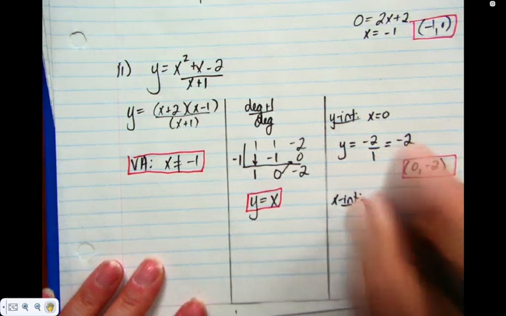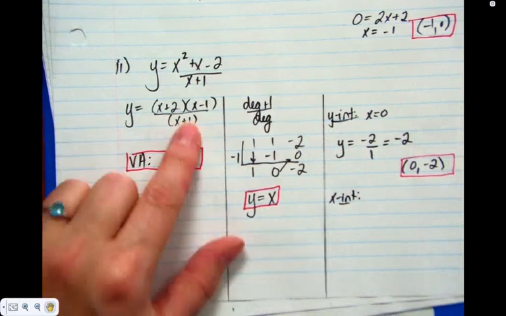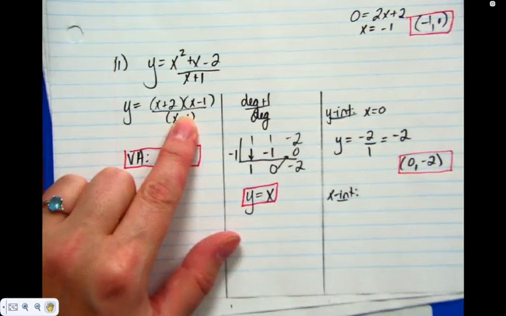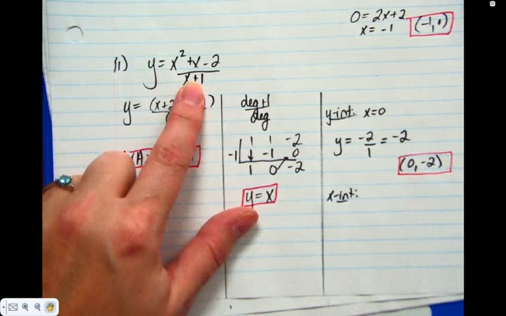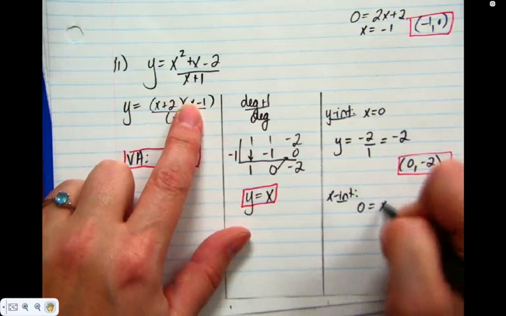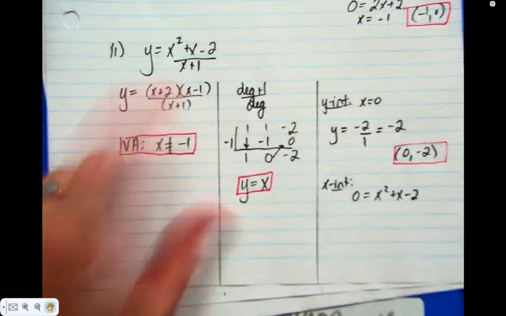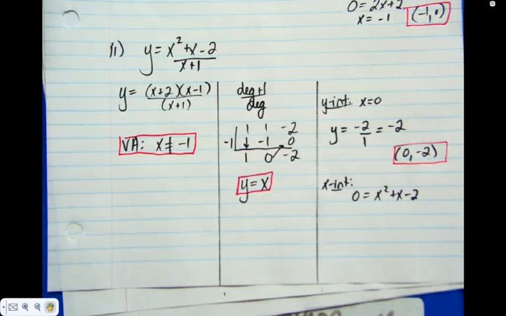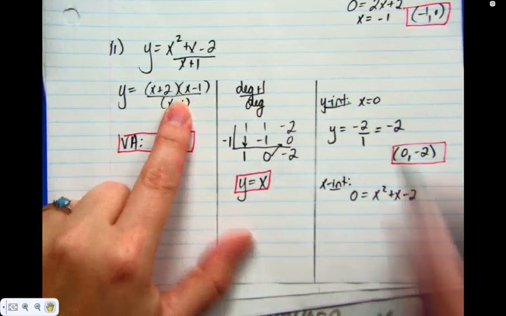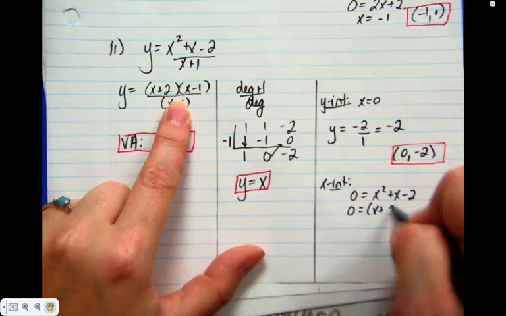X-intercept. This is why we factor the top even when we don't need to. Because what's going to happen is the bottom is going to go away, and we're going to end up with x squared plus x minus 2. So bottom goes away because we're multiplying by 0. How do you solve a quadratic? Factoring, quadratic formula, completing the square, which is factoring, and graphing. That's why I factor here, so just grab the factoring right away.